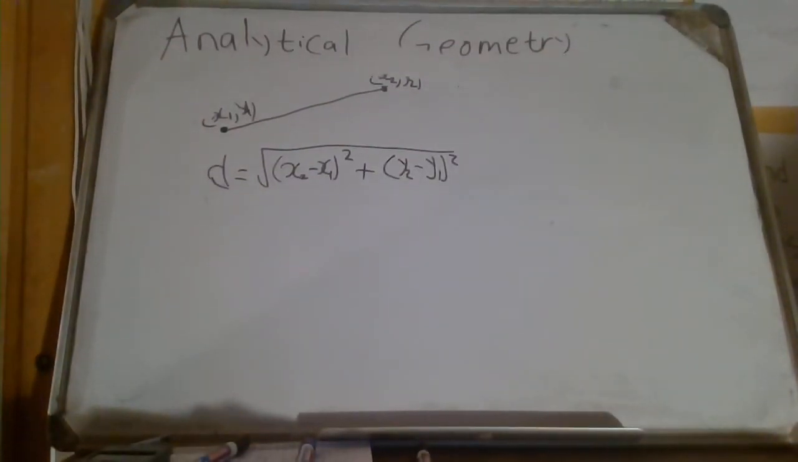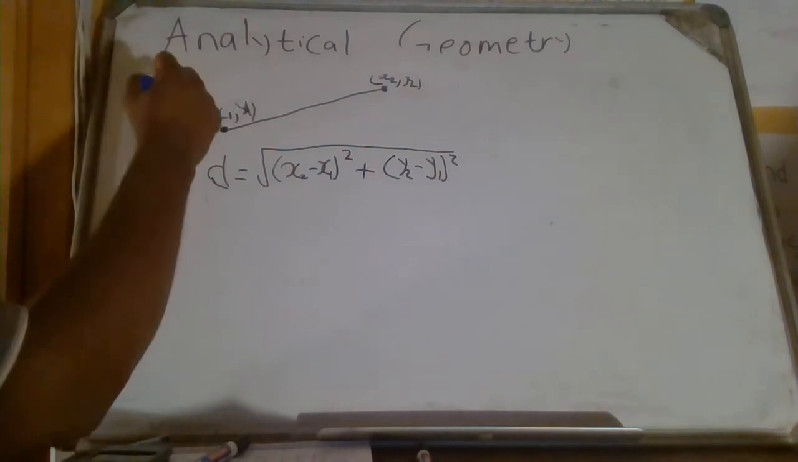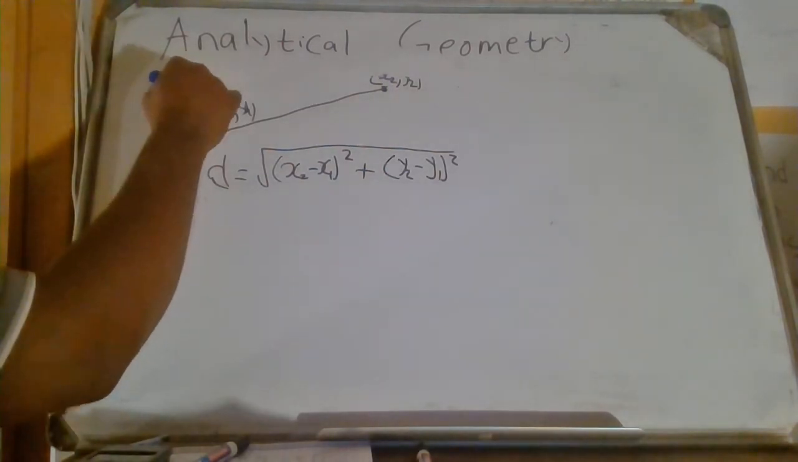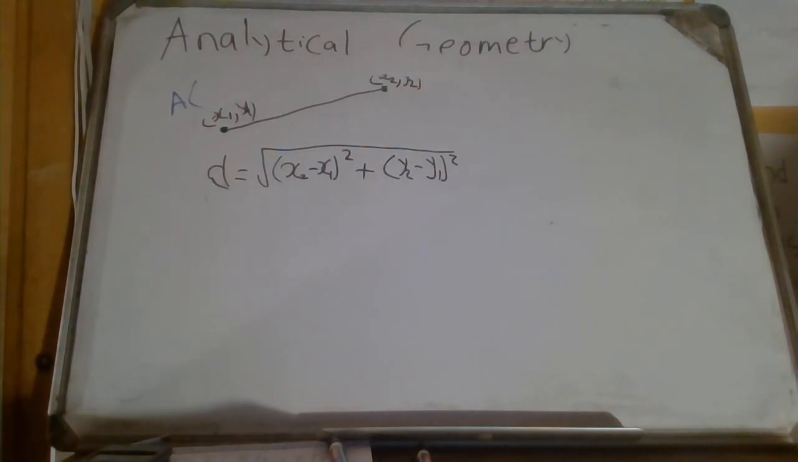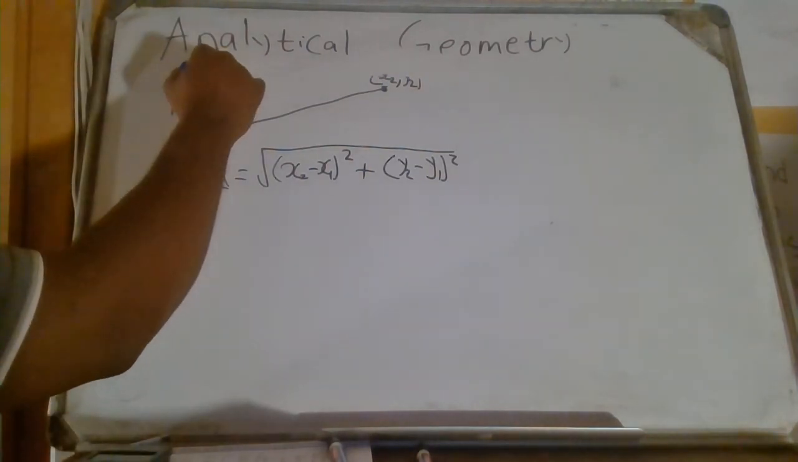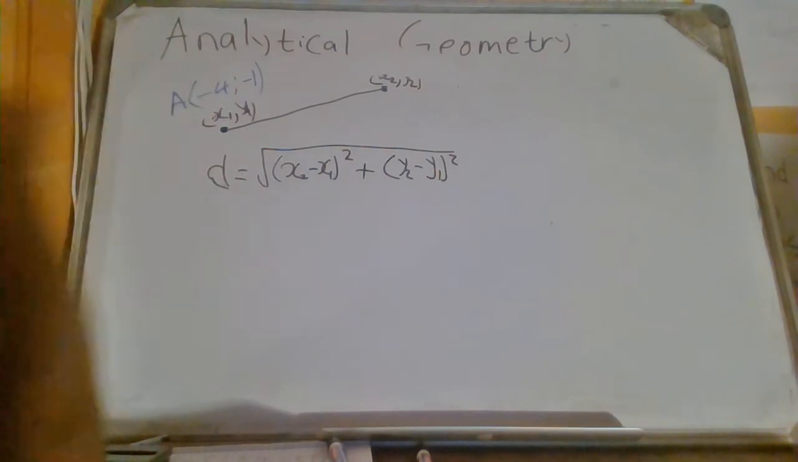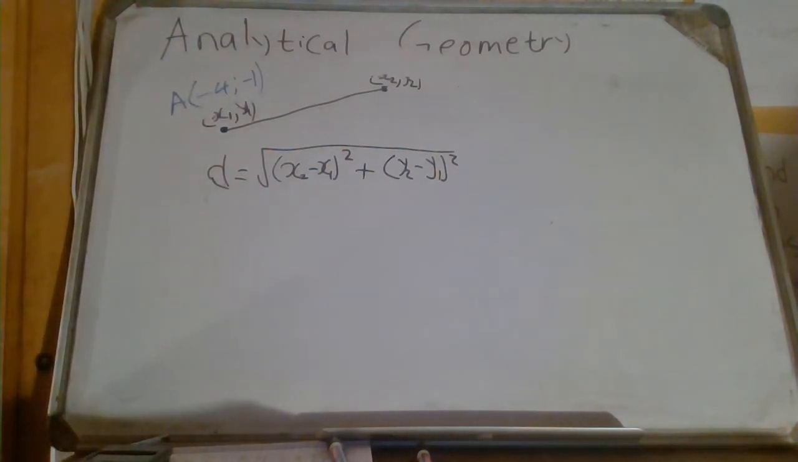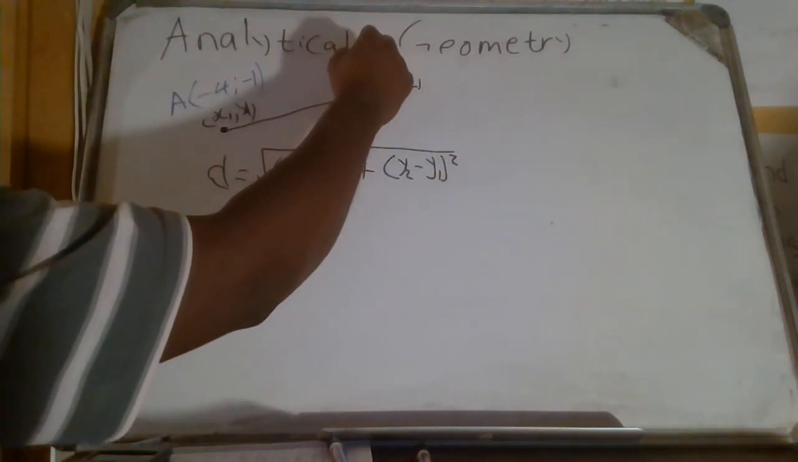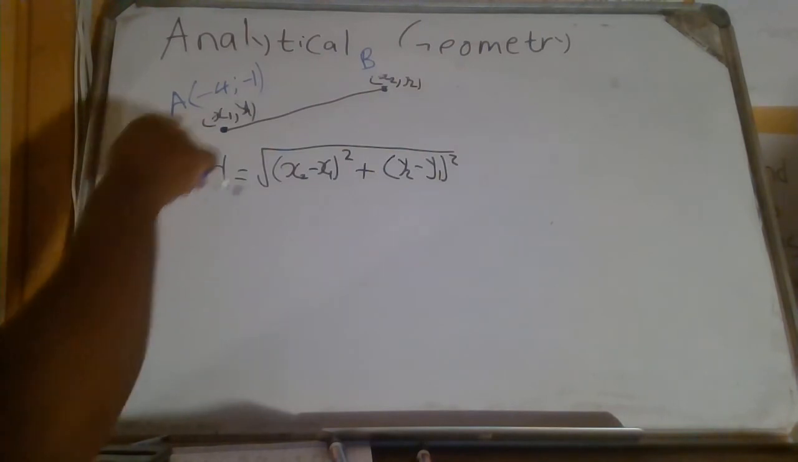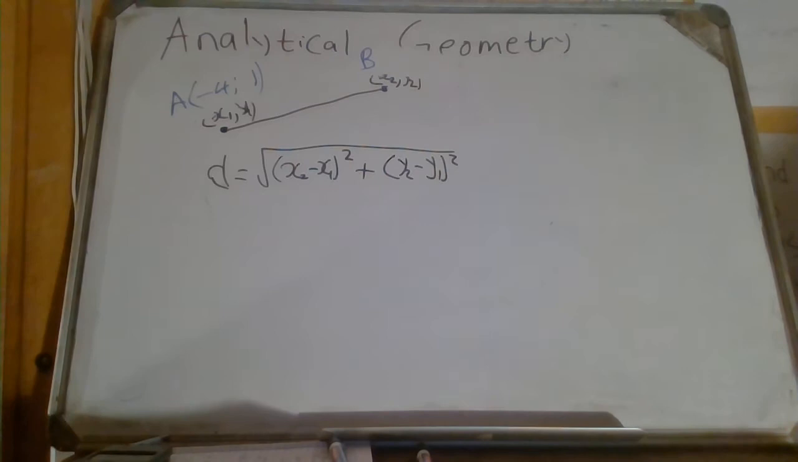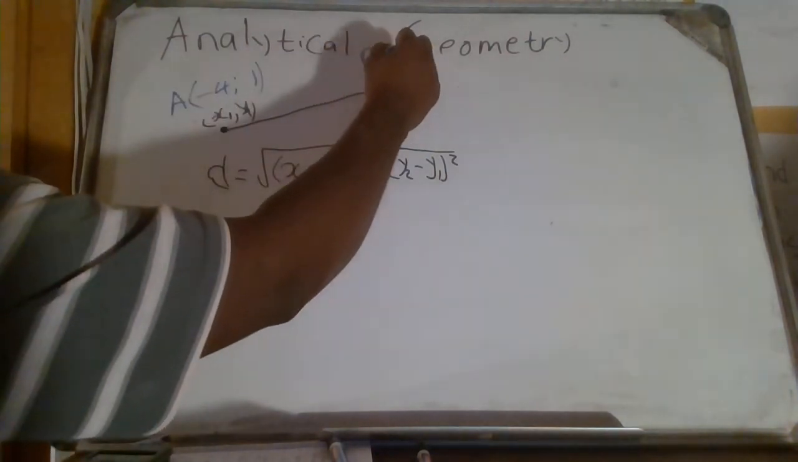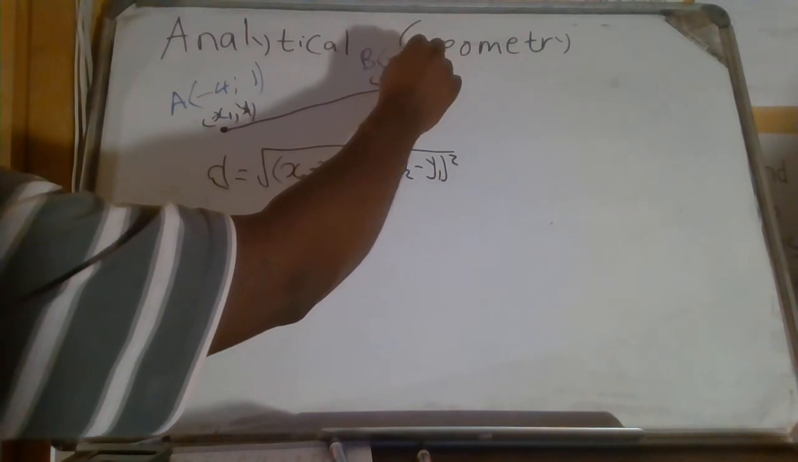Okay, so A is what? A is minus 4 and 1, minus 4 and 1. And then they say B, there's 1 here, not minus 1. Okay, and then they say B is minus 1 and minus 3. It's minus 1 versus minus 3.